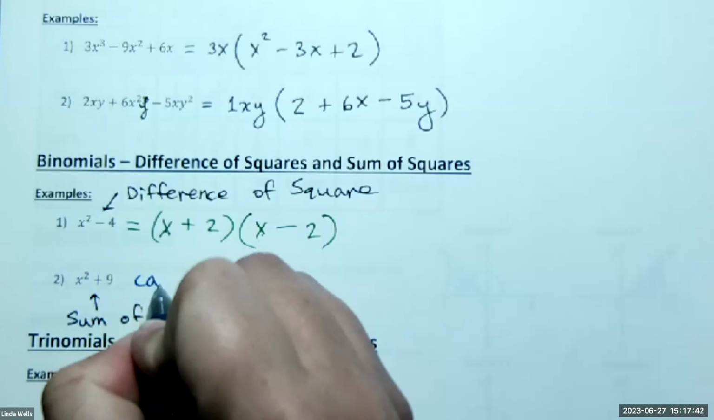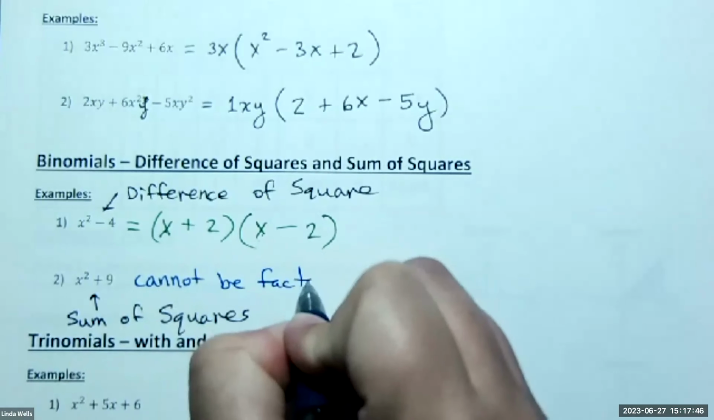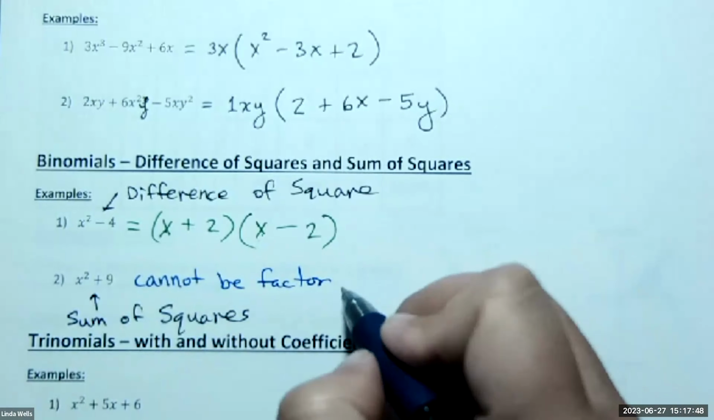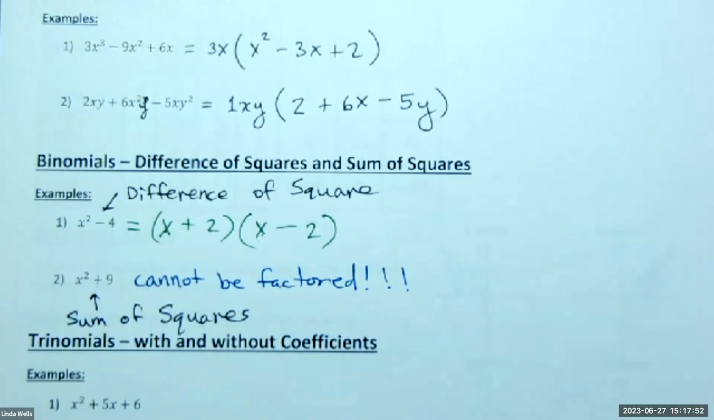This one cannot be factored. Trust me, somebody will try and find a way, but it cannot be done. However, in some classes, you could factor it. If you wanted to really factor it, you would need to have an imaginary number. We are in real calculus, not imaginary calculus.